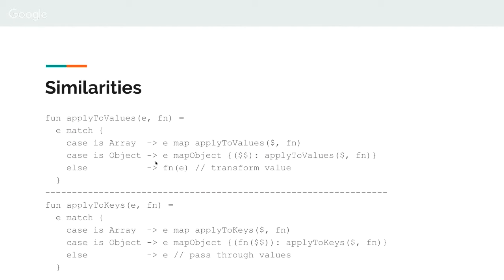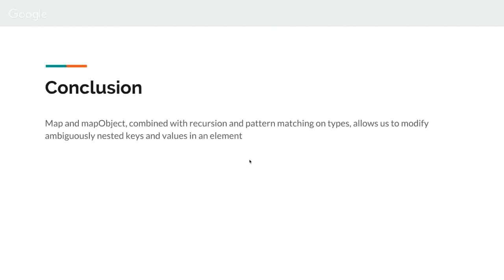If we're messing with keys, we're still going to be using map object regardless. If we're messing with keys, we'll execute some functionality on the key itself. If it's a value, we'll execute some functionality on the value. And with values, you'll call it in the else branch as well. But the big difference between these two is this one is just modifying the keys and leaving the values alone. This one's touching the values and leaving the keys alone. Other than that, they're remarkably similar. So the conclusion: map and map object combined with recursion and pattern matching on types allows us to modify ambiguously nested elements and values in that element as well.